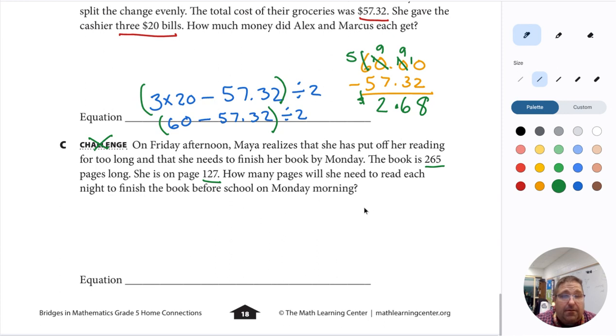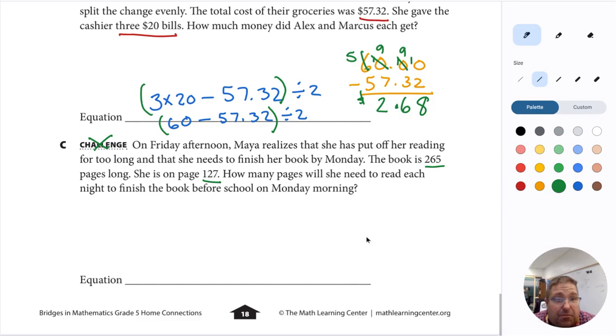So it's Friday. Can she read Friday night? Yep, there's one day. Can she read Saturday? Yep, there's 2. Can she read Sunday? Yep. Can she read Monday? Oh no, we can't read Monday. It's got to be done. So there's 3 days, 3 nights we've got to finish this.